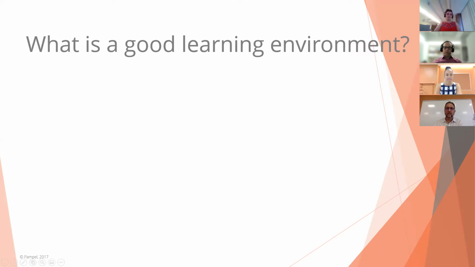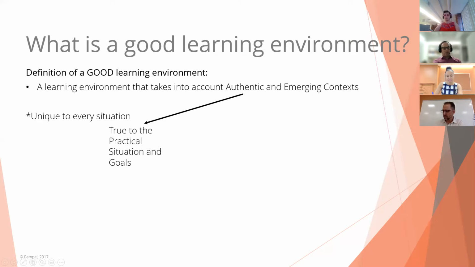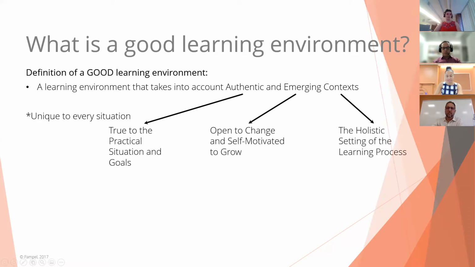To start an education design project, we always start with the basics, defining our terms. What is a learning environment and what is a good learning environment are key to clarify with your team early on in the design process. We believe that a good learning environment is one that takes into account authentic and emerging contexts. This is unique to every situation and is a carefully developed blend of a project's immediate needs and larger scale best practices. By authentic, we mean true to the practical situation and goals of a project. By emerging, we mean a project has to be open to change and self-motivated to grow. And by context, we mean the holistic setting of the learning process.